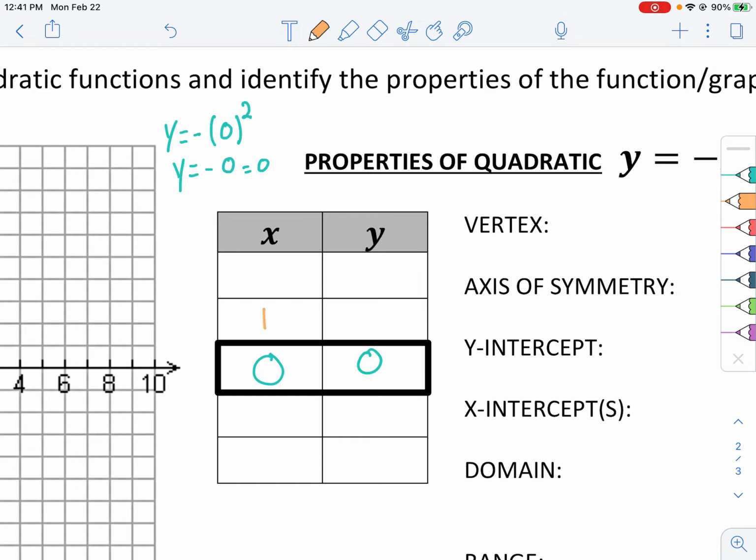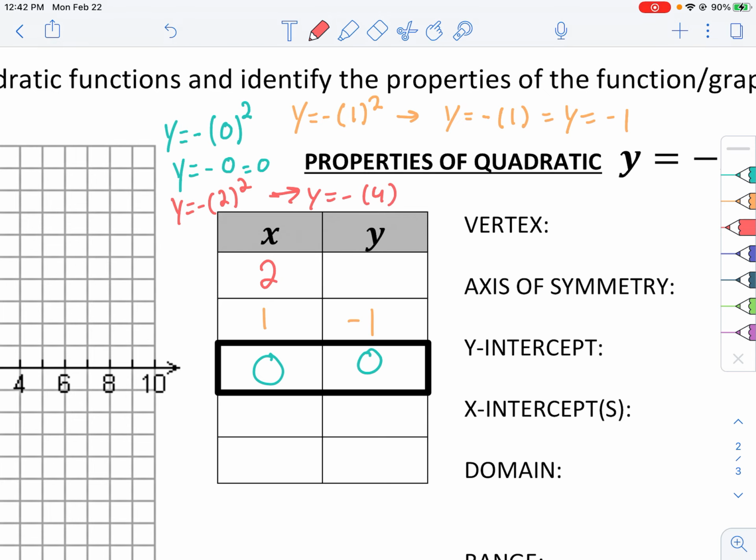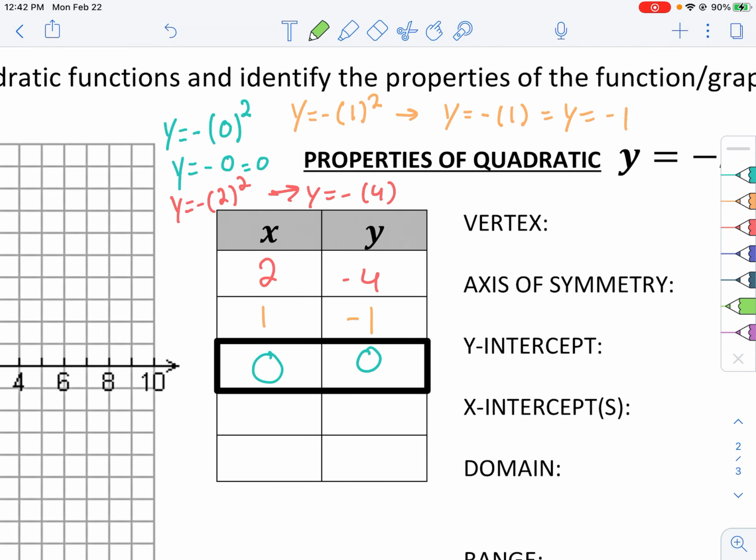So then let's plug in 1. Well, we go y is equal to negative, parentheses 1 squared, which gives us y is equal to negative 1, technically, because 1 squared is just 1. So this is y equals negative 1. Okay, so let's try 2. So y is equal to negative 2 squared. Again, the negative's outside the parentheses, so we square the 2. So that gives us y is equal to negative 4. And then there we go, negative 4.